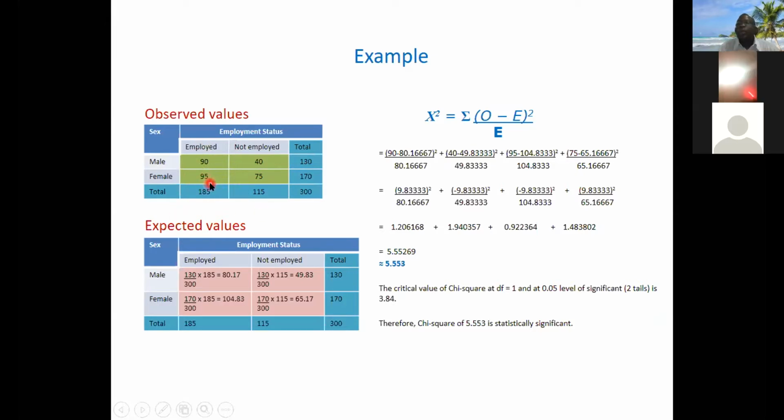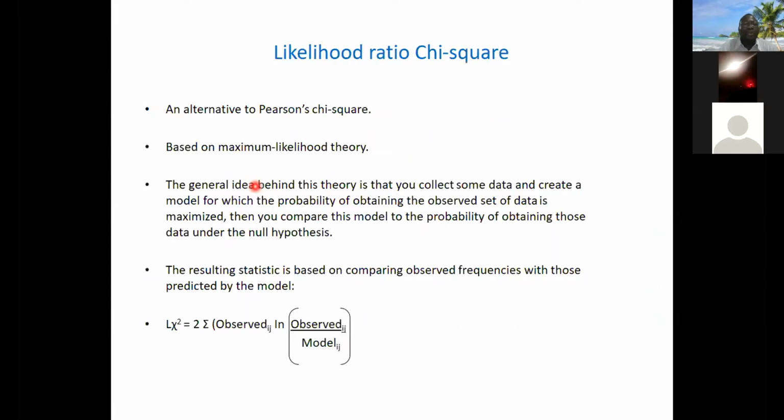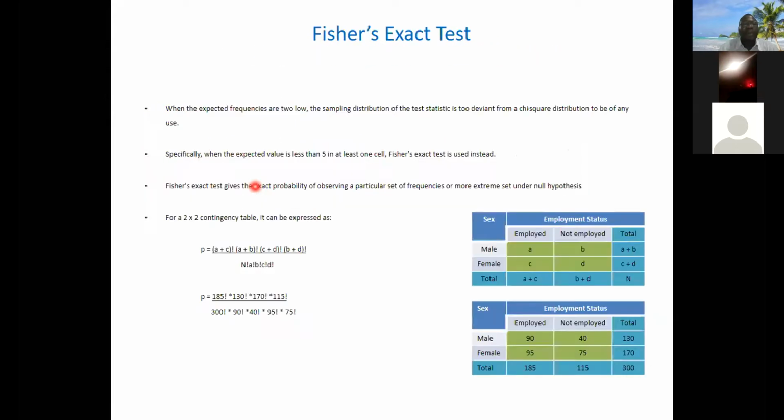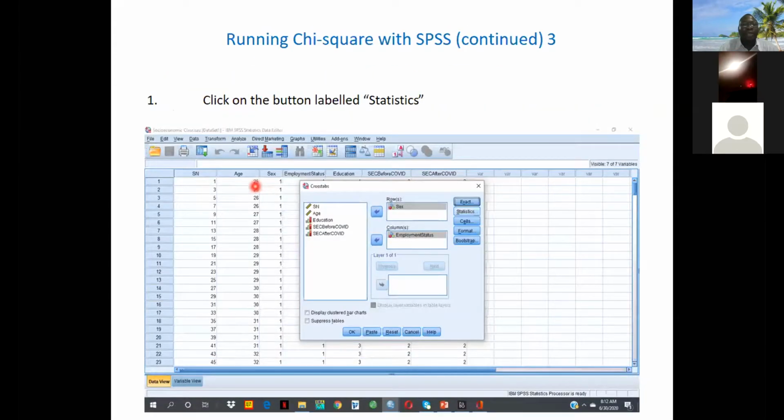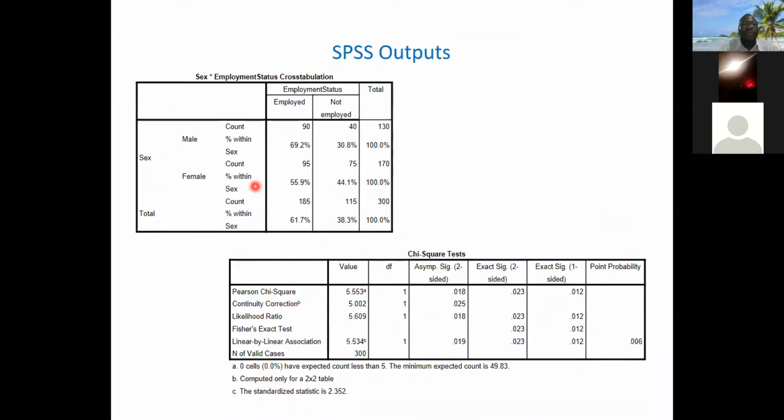When you do your study, you calculate this, what you see, that is the observed value. But if it is true that there's no difference, because if you do the percentage, I wanted to calculate the percentage. Let me just explain the value.